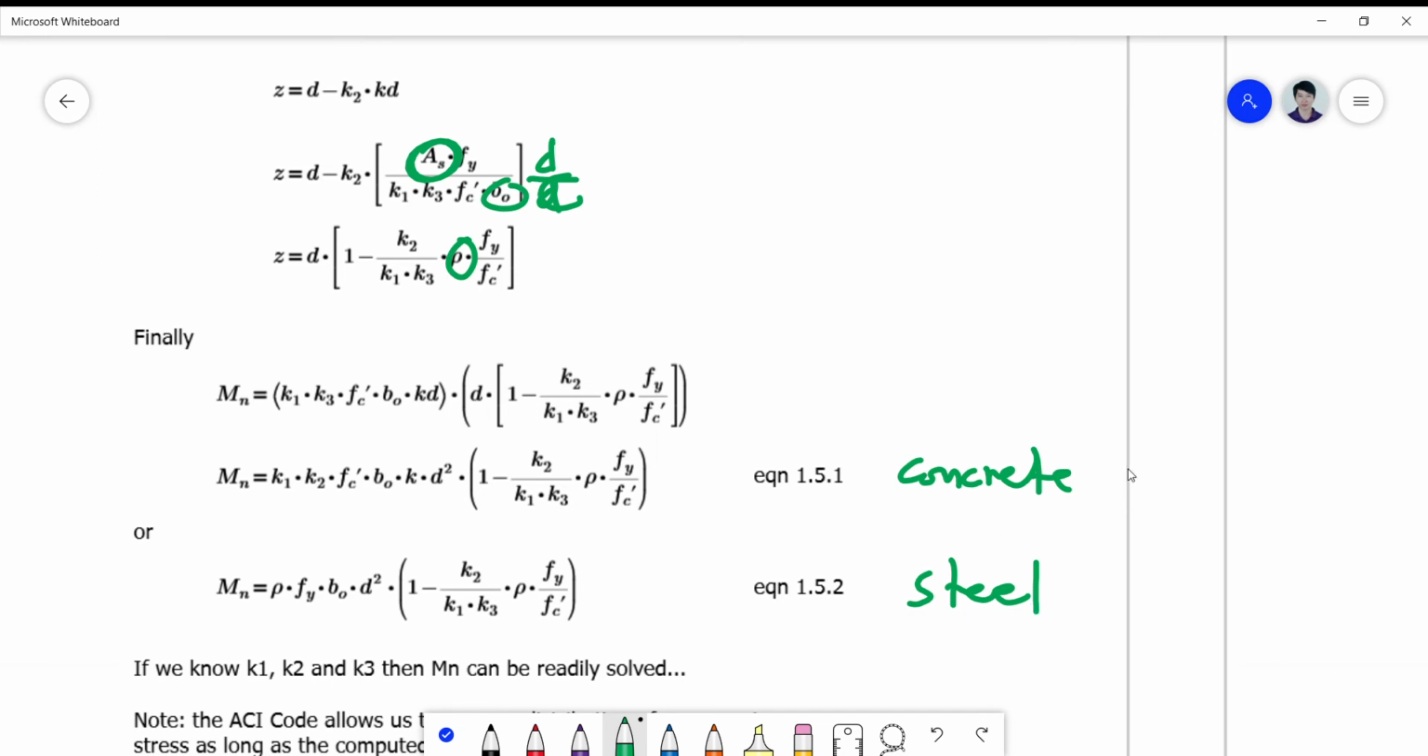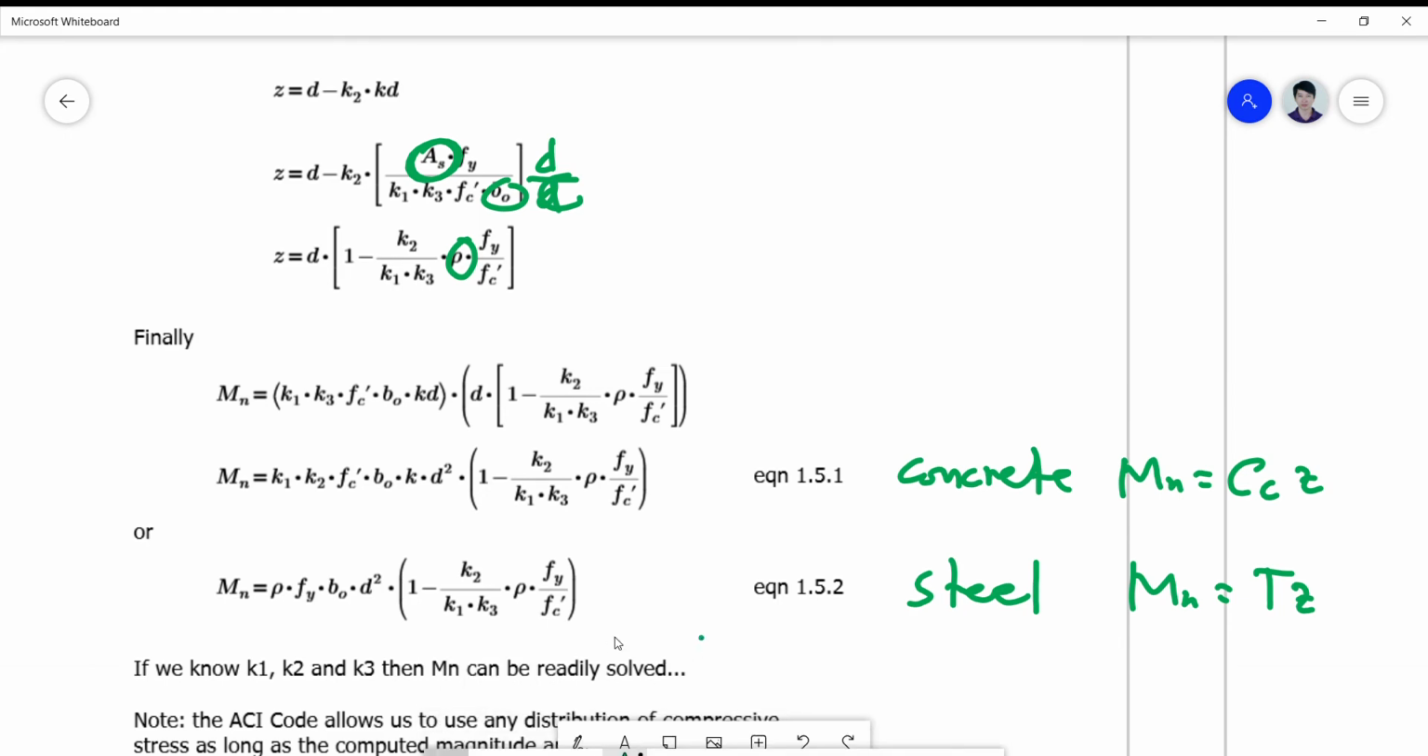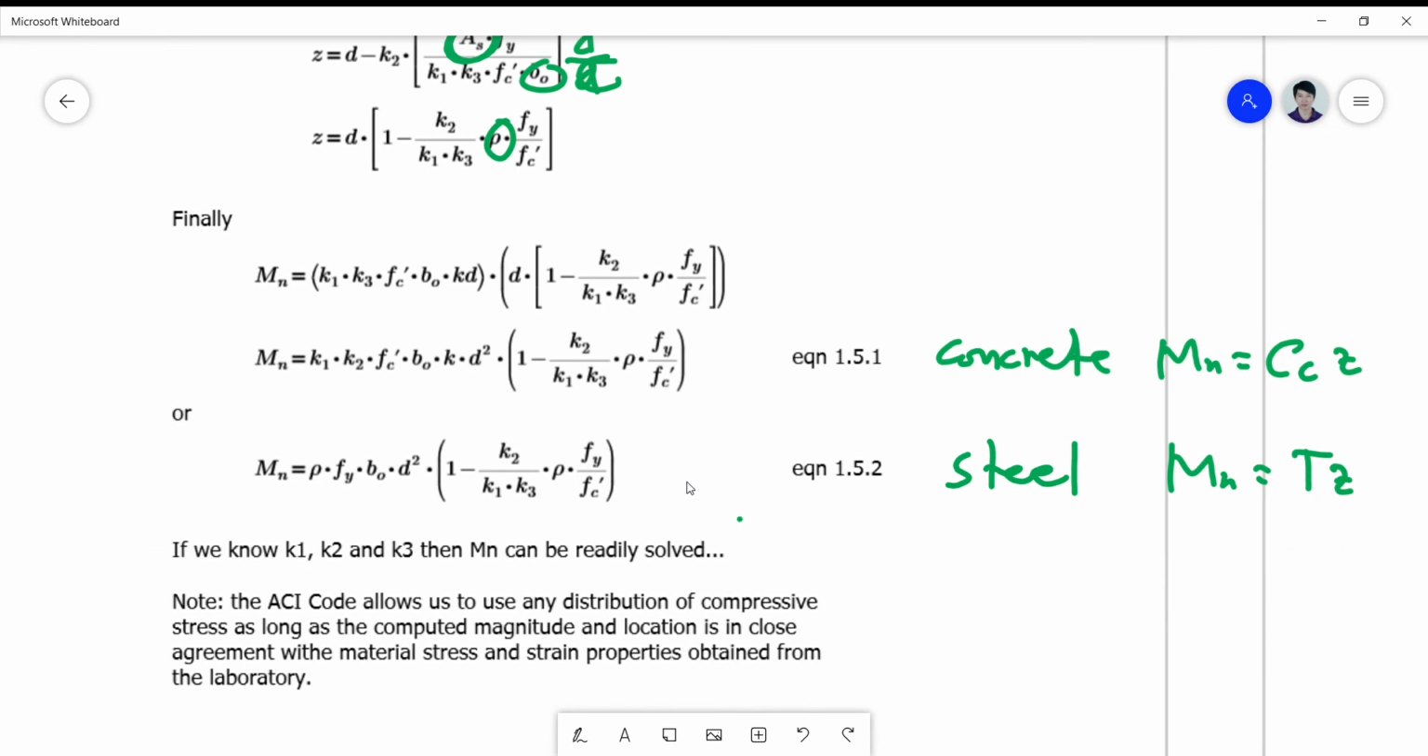Okay, so this is your Mn equal to Cc z and Mn equals Tz. So if we know K1, K2, K3, then Mn can readily be solved. Note that the ACI code allows us to use any distribution of the compressive stress as long as the computed magnitude and location is in close agreement with the material stress and strain properties. Remember this one, class, no? Close agreement with the material stress and strain property obtained from the laboratory.